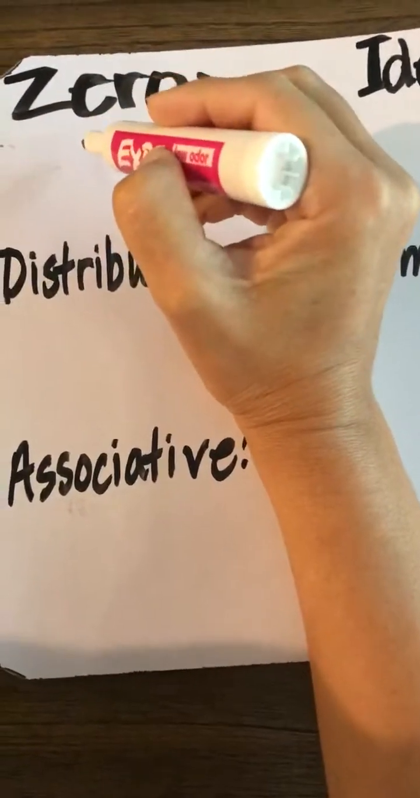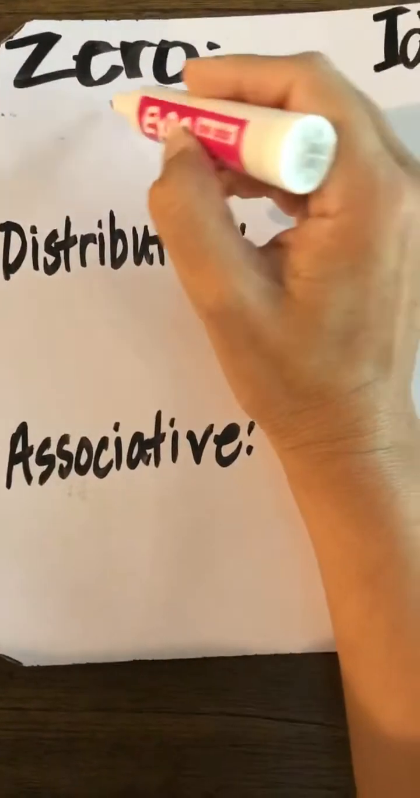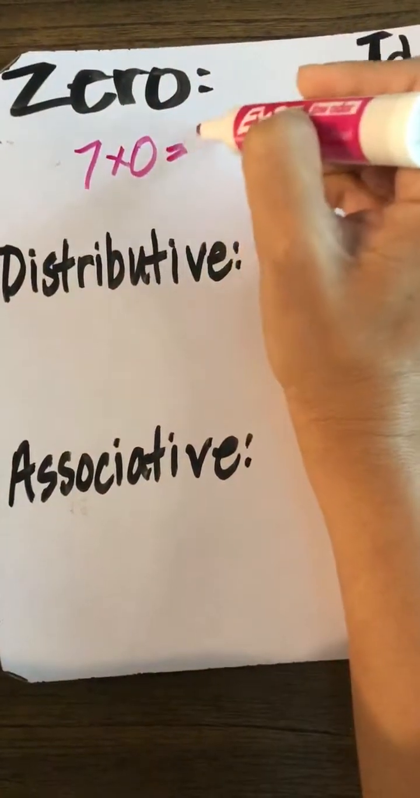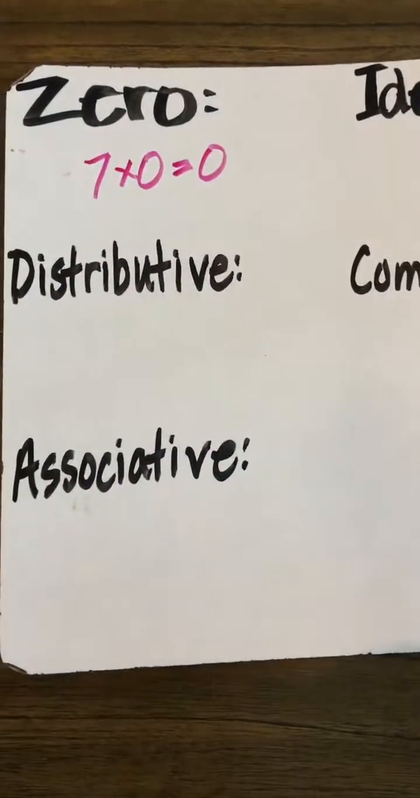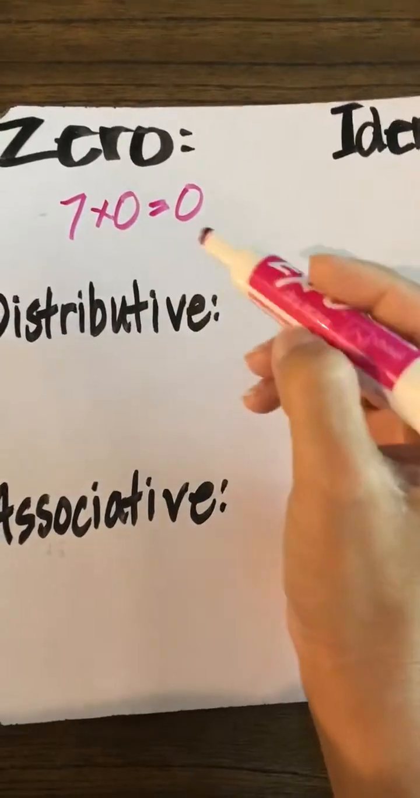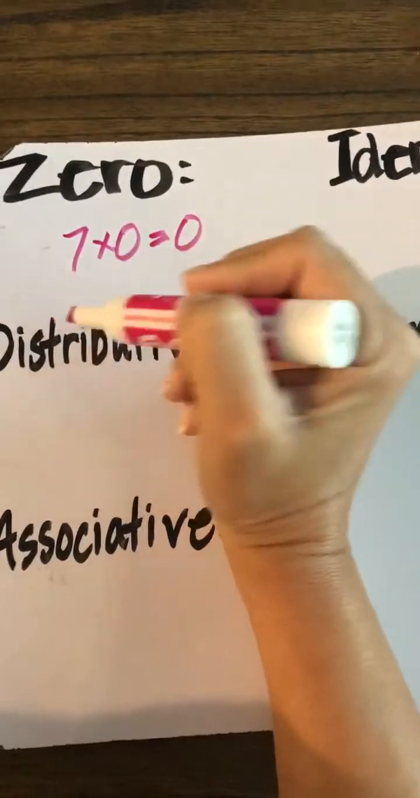So we have the zero property, and the zero property says that anything times zero equals zero. Yep, you knew that one, right? So 1 million times 0 equals 0. 5,764 times 0 equals 0. But this is also really handy.